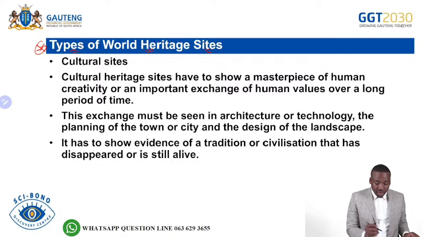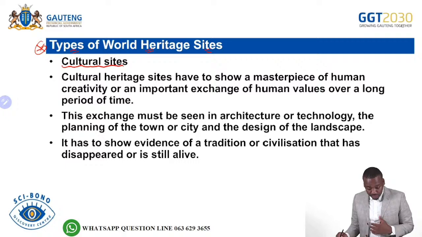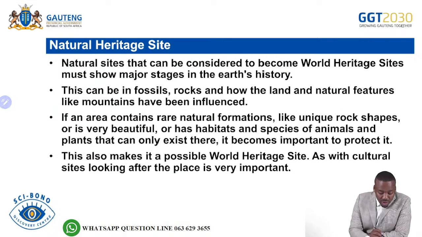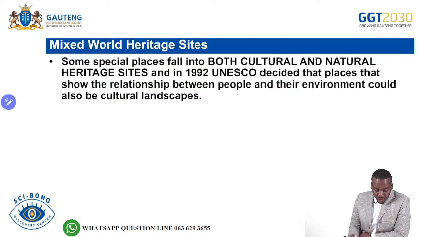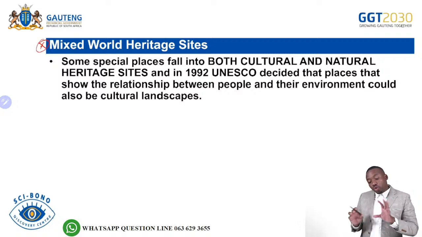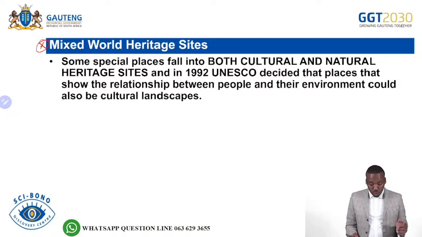The first one, we've got cultural sites, or cultural heritage sites. Then the second one, we have natural heritage sites. And then the third one, we will have World Heritage Sites that are known as mixed World Heritage Sites. So I'm going to try to explain why I'm saying there are 3 instead of 2.